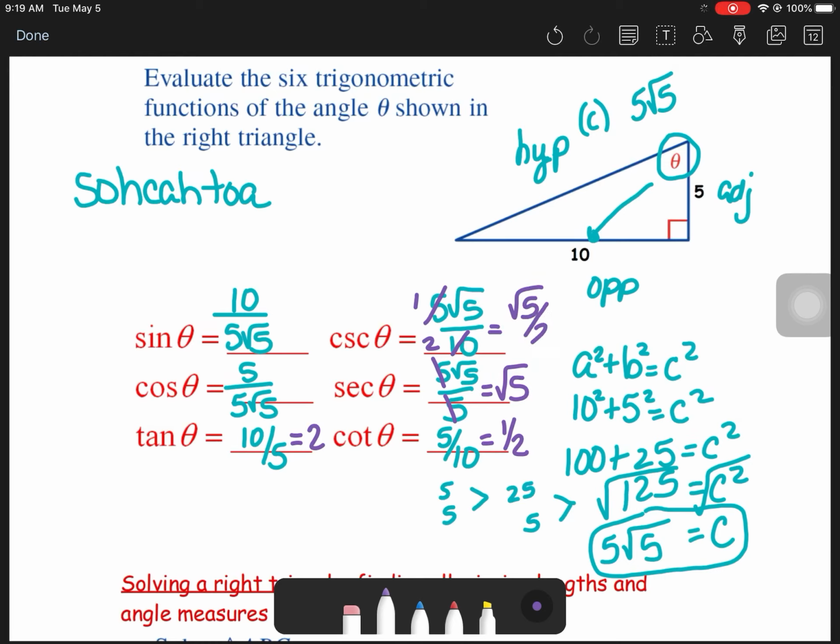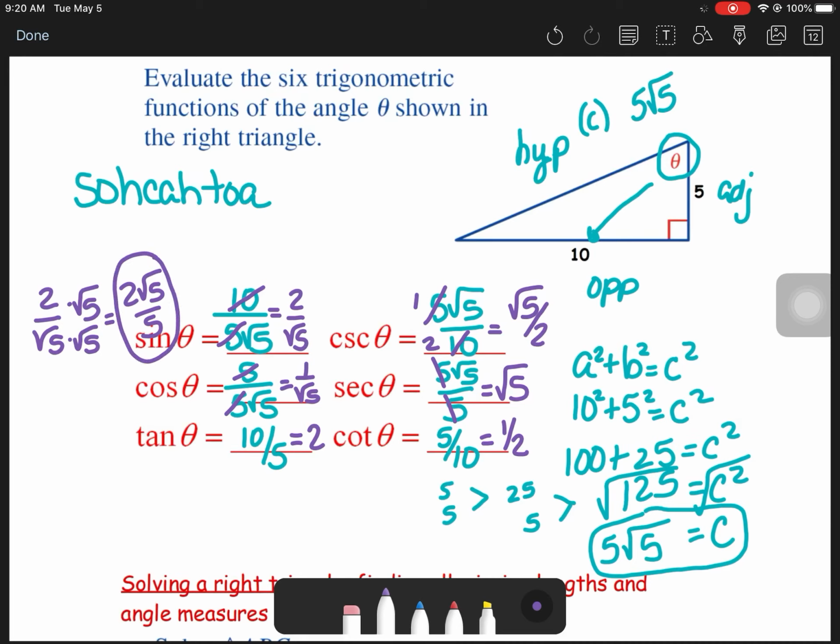of 5 over 2. Now, the problem with the next one, when we do our sine, is that this will simplify. We can divide both by 5, so we get 2 over the square root of 5. And this one simplifies, so we have 1 over the square root of 5. But remember, we don't want to leave the square root of 5 in the denominator. We need to rationalize it, so we're going to multiply both the top and the bottom by the square root of 5. So we have 2 square roots of 5 over 5, and that's going to be our answer for our sine.